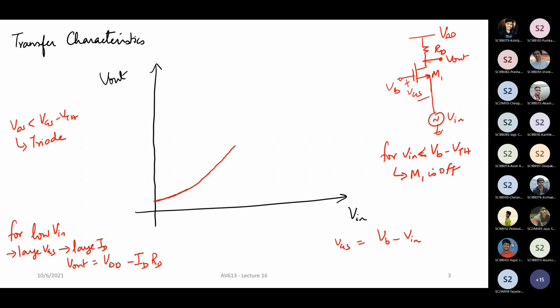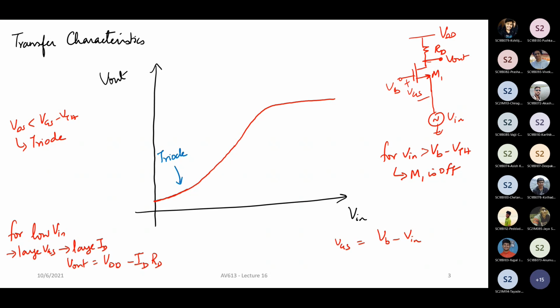Correct? Yeah. Someone had a question. Sir, Vin greater than VB minus VTH. Oh yeah, sorry, thanks. Yeah, Vin greater than VB minus VTH, your transistor turns off and your output goes and sits at VDD. So basically what we are understanding here is what is the bias point at which your input has to be. Now, in this region, it is in the triode region, which is not what you want. You basically want it to be in the saturation region.